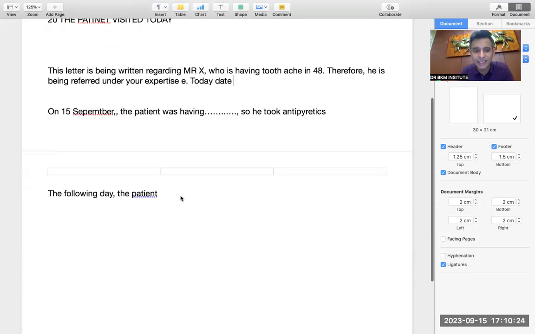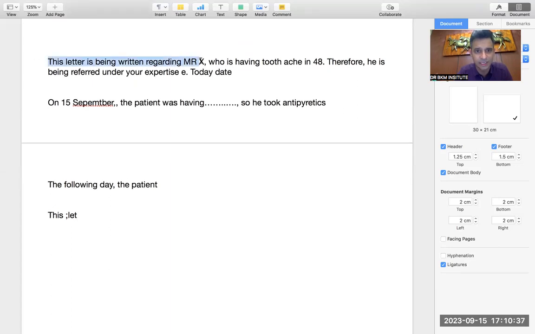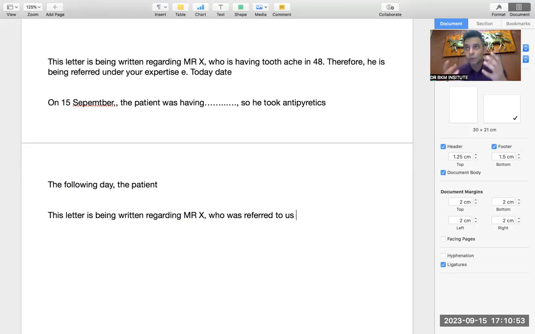So you write exactly the same thing in the first paragraph. This is the second, and this has more chances to come tomorrow. Referred back or a discharge back letter. So this letter again, same words. I just will copy. This letter is being written regarding Mr. X. But one thing I am changing because the GP referred the patient to me. So this letter is being written regarding Mr. X, who was referred to us. Was referred means passive voice. Who was referred to us by you.